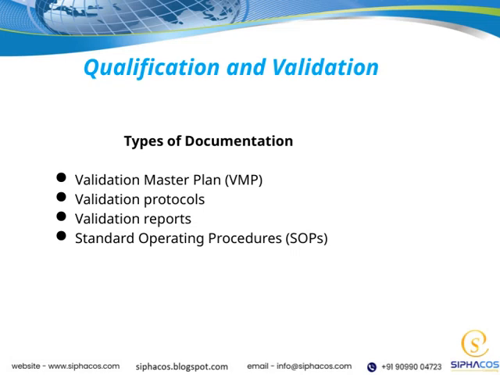Let's take a closer look at the different types of documentation involved in validation. First, we have the Validation Master Plan, or VMP. This is essentially the roadmap that outlines the overall validation strategy, defining scope, responsibilities, and the approach to ensure everything is aligned with regulatory expectations.